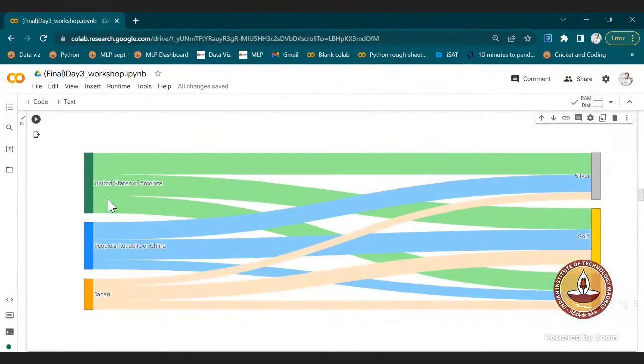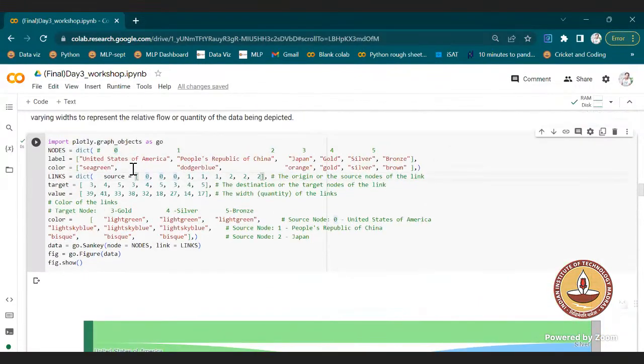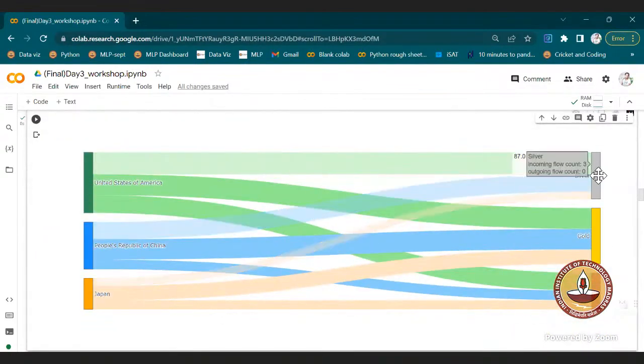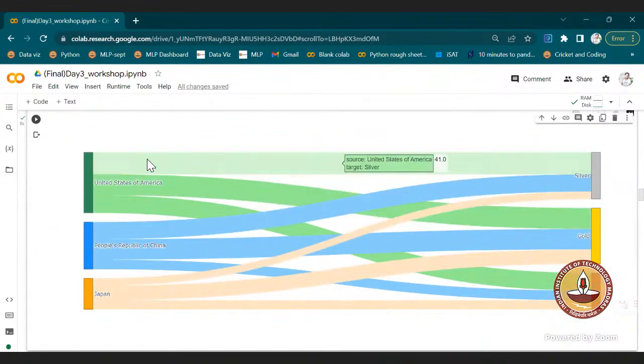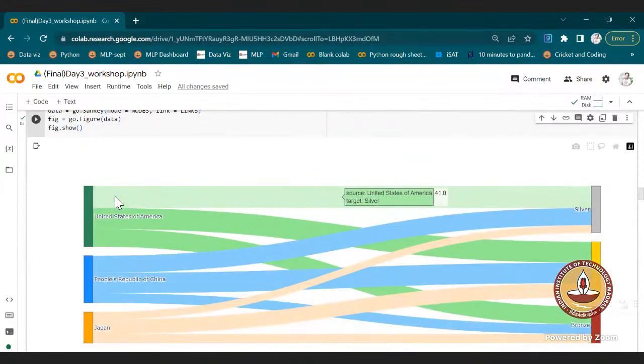So one strip from here should go into this one, and we can see the first strip is going. Now what is the value? I think I'm making a mistake. 0, 3 and 39 is the value it is showing.